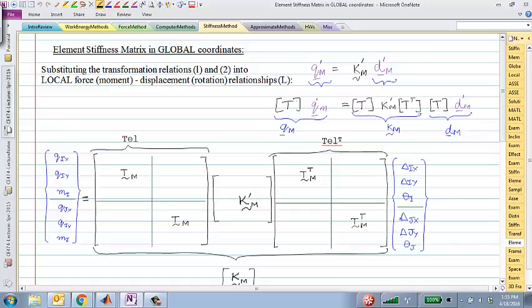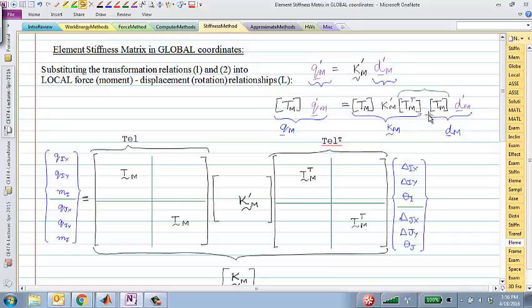And this should be Tm. So this is the transformation matrix for the element. And if I pre-multiply on the left, I have to pre-multiply on the right also. And in the middle, I have this T transpose times Tm. Can anybody tell me what that would be? T transpose times Tm?